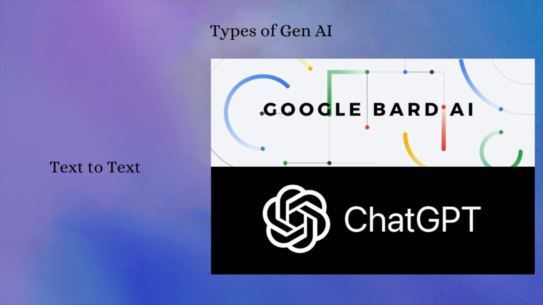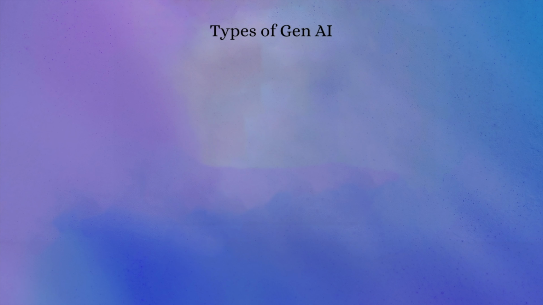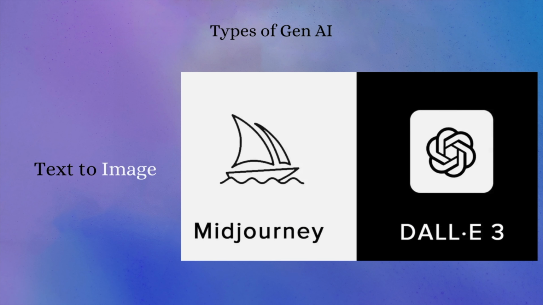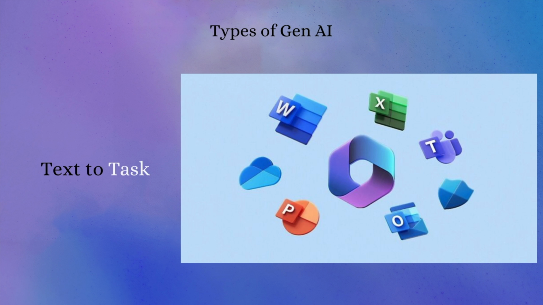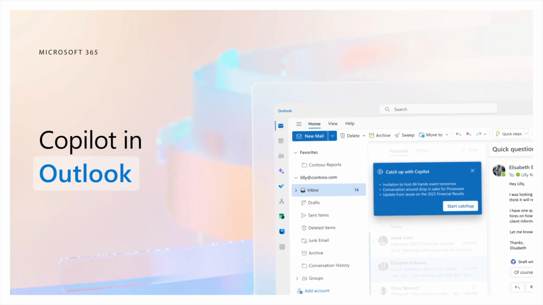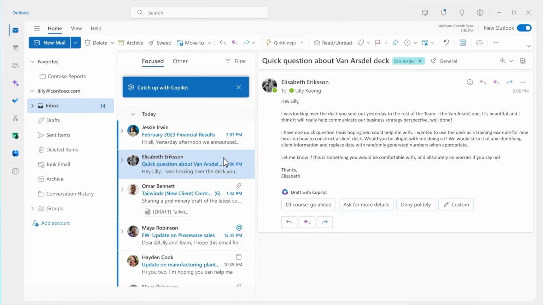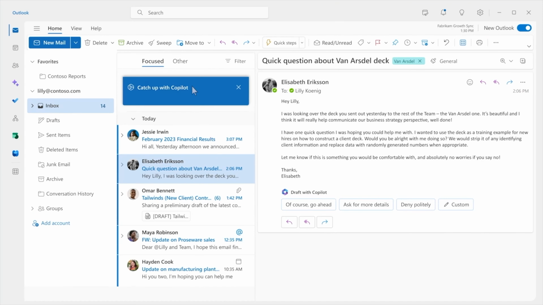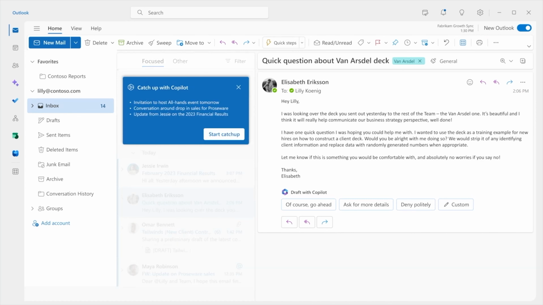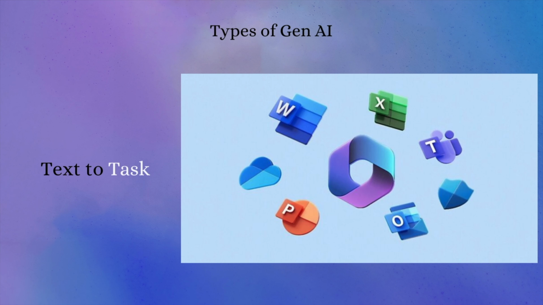Moving on to other types of Gen AI, something like text-to-text, like ChatGPT or Google Bard. Other common Gen AI models are something like Midjourney and DALL-E, which can create new images. And the other types of models are text-to-task models, which Microsoft is putting a lot of energy into for the Microsoft 365 apps. For example, if you type to summarize meeting notes or catch me up on your Outlook, Microsoft Copilot can do that for you in their apps. So basically, these are Gen AIs that are text-to-task.